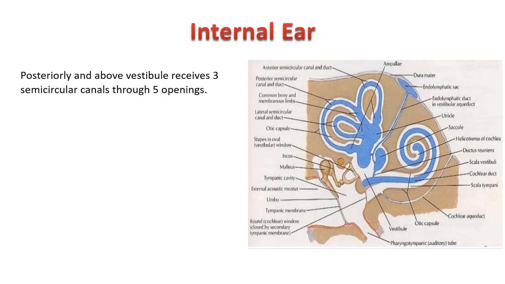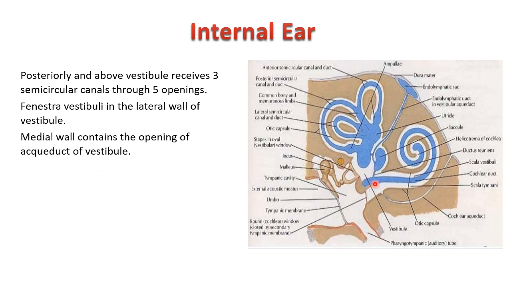Next, coming posteriorly and above, as I told you, three semicircular canals open through five openings: 1, 2, 3, 4, and 5. Okay, through the five openings. The fenestra vestibuli, you can see, is in the lateral wall of the vestibule. So what we saw is the fenestra vestibuli in the lateral wall.